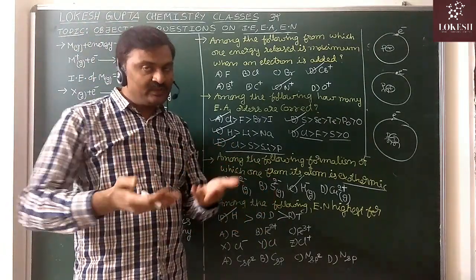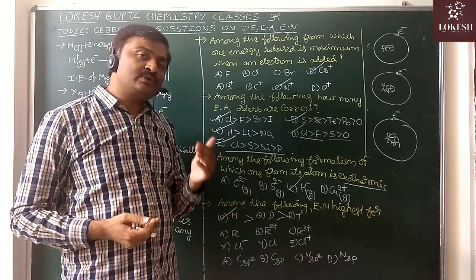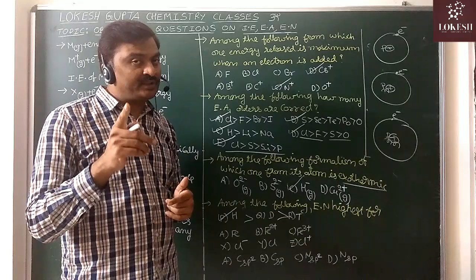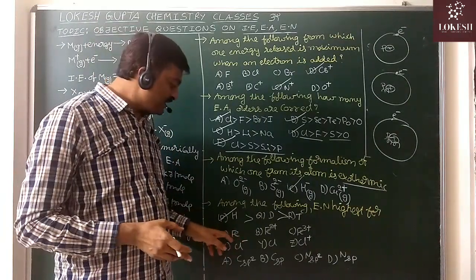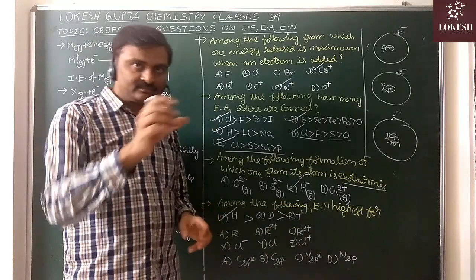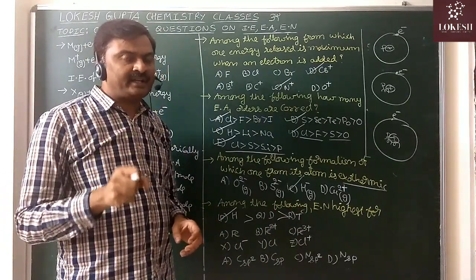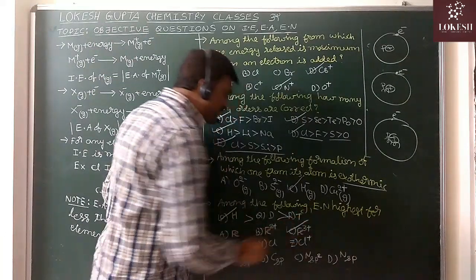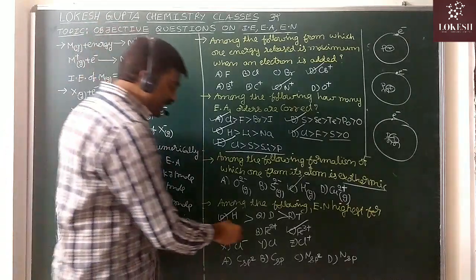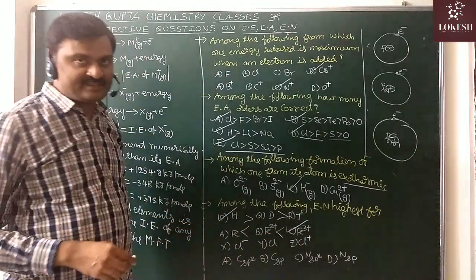Iron 3 plus: if you remove 3 electrons from iron, you will get iron 3 plus. So now 23 electrons, but 26 protons. So from here to here, electrons are decreasing, so the bonding electron pair attracting tendency also increases. So electronegativity is highest for this one. Iron is less than iron 2 plus, which is less than iron 3 plus.